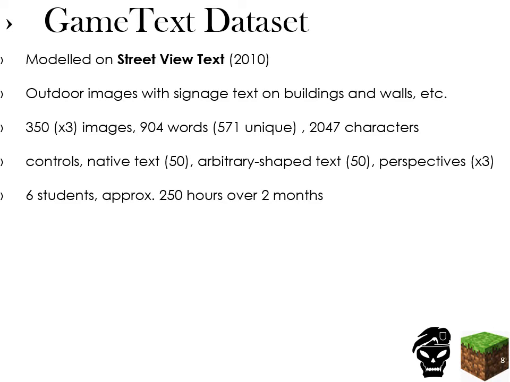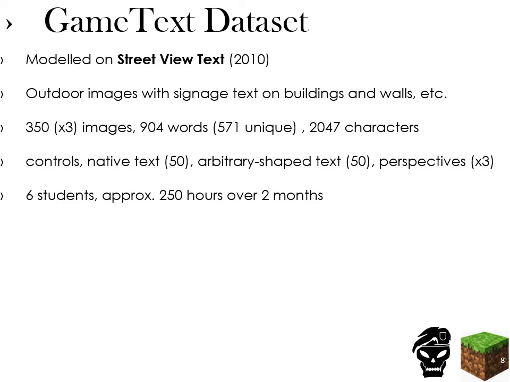So we replicated this data set for three different games. And for control purposes, we also included 50 images of native text from within games, 50 images of arbitrary shaped text with fancy fonts, different types of curves. And we took images from different perspectives, 3 different perspectives for each word. And it took 6 students approximately 250 hours to do this over 2 months.